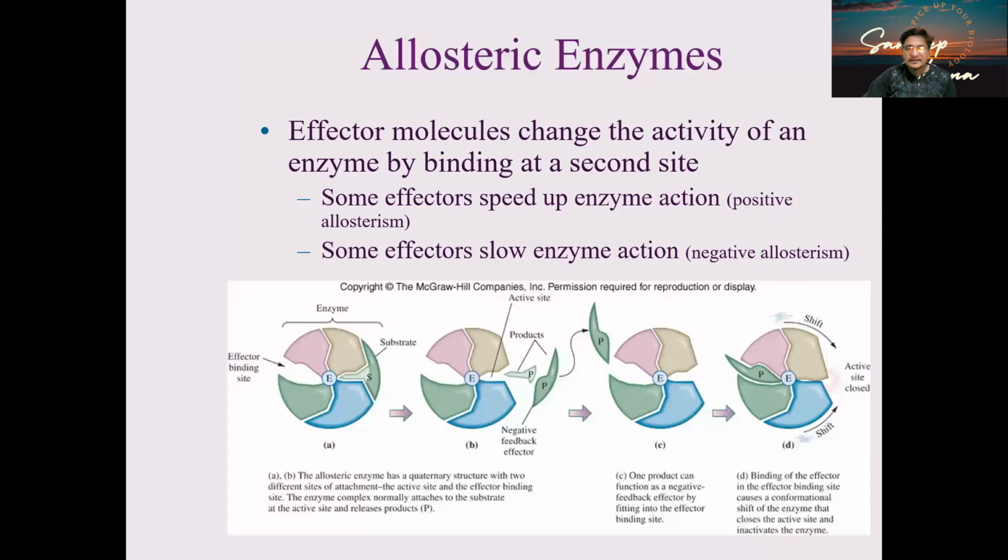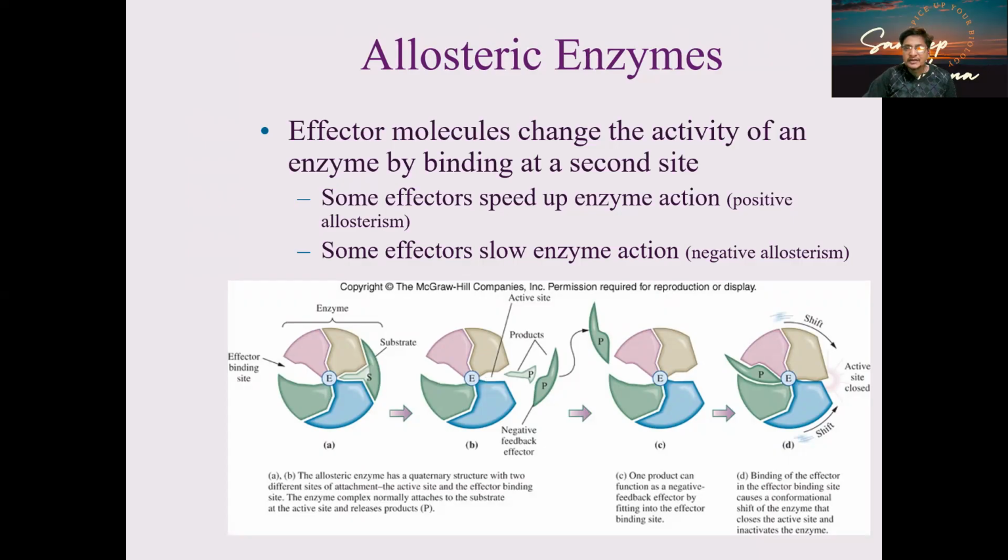The second thing is that the effector molecule, which could be positive or negative, will bind to the other place, meaning other than the substrate binding site. So there will be two conditions: one is relaxed, another one is tight. An allosteric enzyme in the tight condition will not have enough activity, and when it is in the relaxed form, it will have more activity.